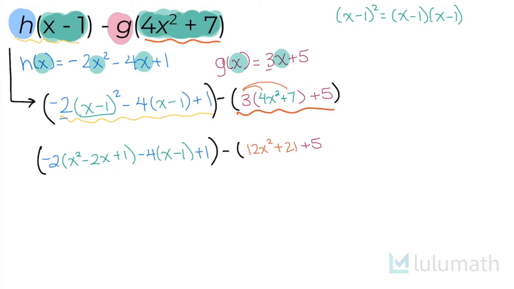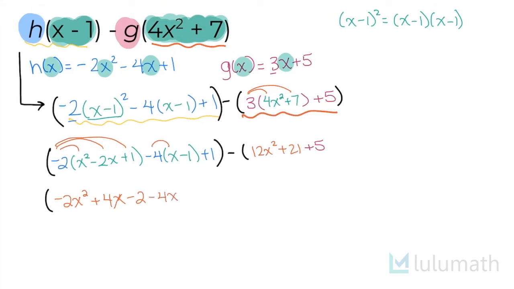So when I distribute the -2, I get -2x squared plus 4x minus 2. And then when I distribute the -4 through, I get -4x plus 4, and then I will write plus 1. And then close this bracket. And oops, that bracket went missing. Minus, now there's nothing to expand in this next set of brackets, but we will put the 21 and the 5 together. So 21 plus 5 is 26. So I get 12x squared plus 26.